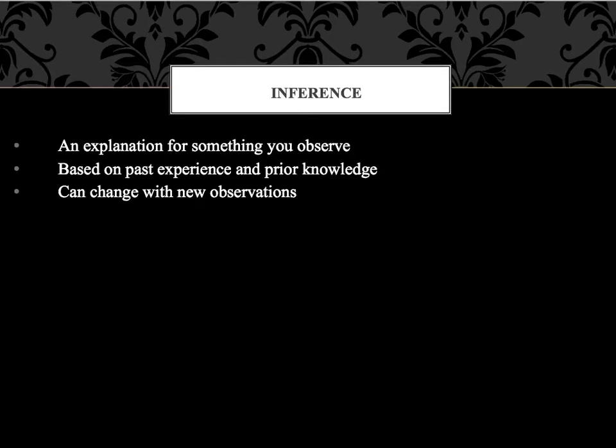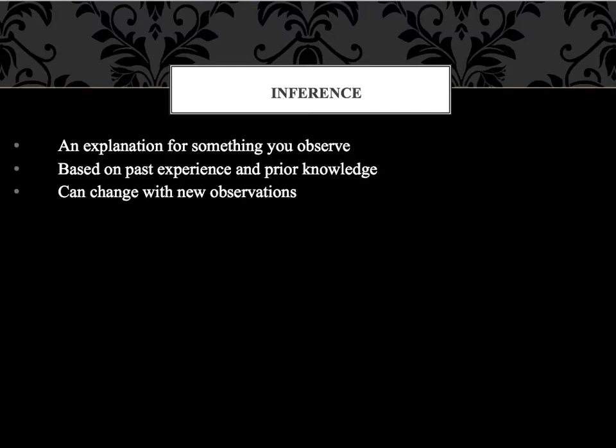Okay, we make inferences all the time. Anytime we make an observation, more than likely in our heads we're making inferences. So inference is different than an observation. An observation is something qualitative or quantitative. It's something that we can look at and we can say without a doubt. Inferences are conclusions that we draw based upon those observations. The conclusions that we draw are usually an explanation for something we observe. They're based on past experience and prior knowledge, and they can change with new observations.